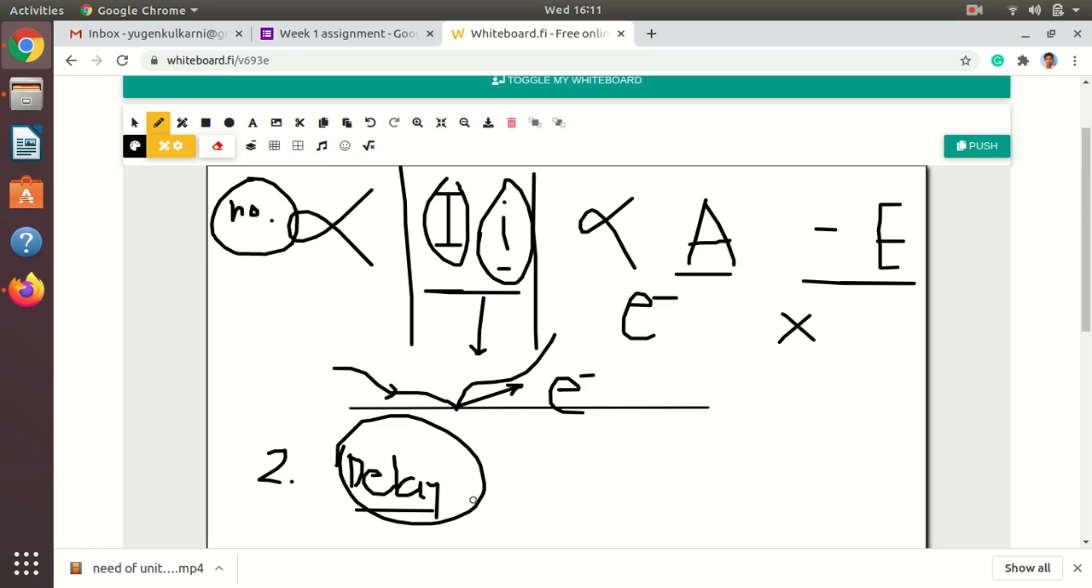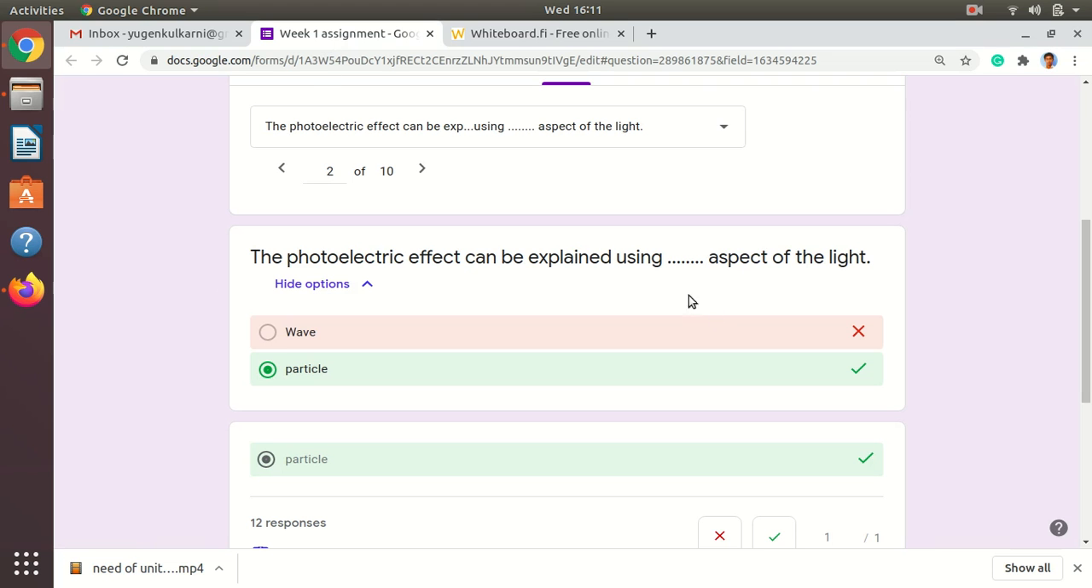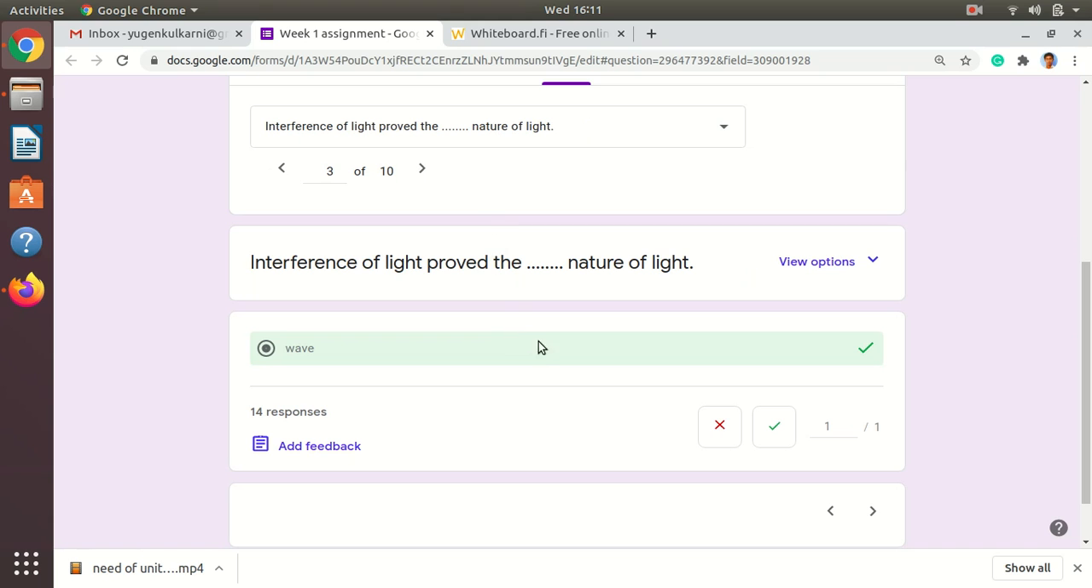When the experiment was done, they found instantaneous emission of photoelectrons. So that is also the reason why we cannot explain the photoelectric effect on the basis of wave theory. That's why we need the particle nature of light. So that is the reason behind this.